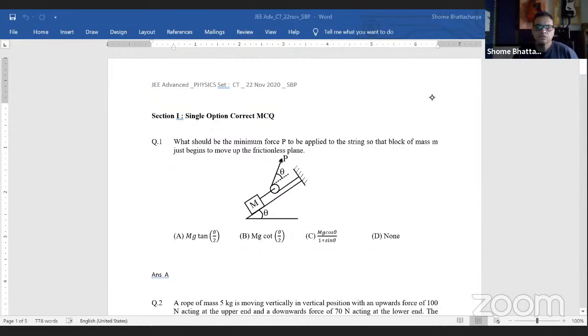All right, so let's go through this now. So anybody has a doubt in the first question? Okay, Shikhar, we'll discuss. So let's go through this. So here you can see that whatever force P you're applying, that becomes equal to the tension in the thread.